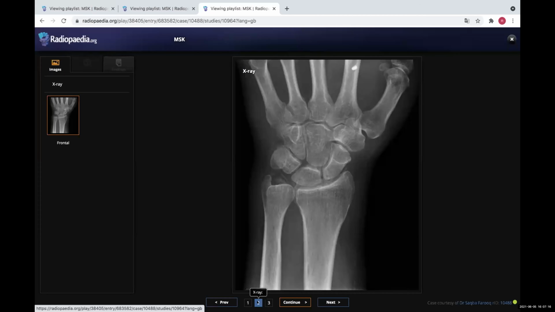So CPPD as the first differential I'll be considering here. Then again, other differentials, like gout or other crystal deposition diseases. Okay. I'll go to the next one.